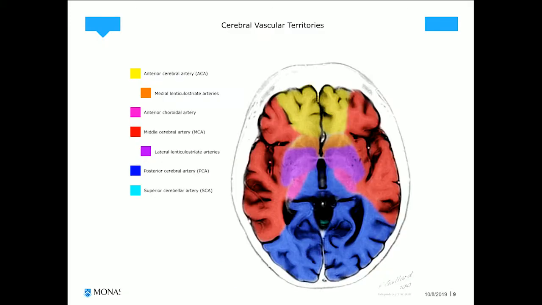Now, the arteries of the brain supply different parts of the brain. If you look at the vascular territories, you will be able to see that the middle cerebral artery, or the MCA, which has a reddish color, occupies quite a big part of the brain. It's also one of the arteries that commonly occludes.